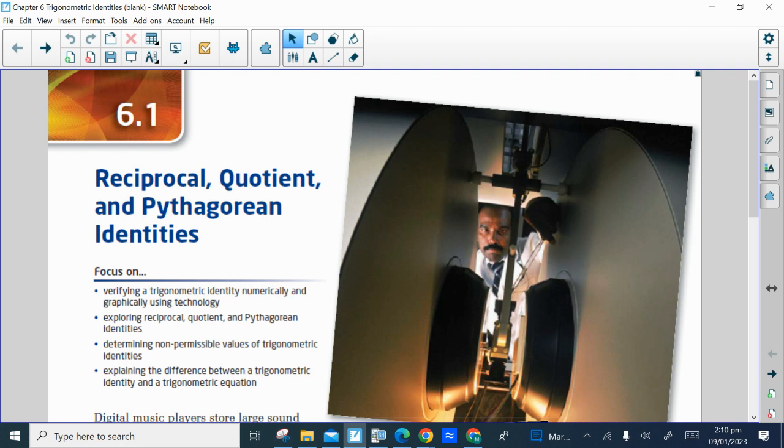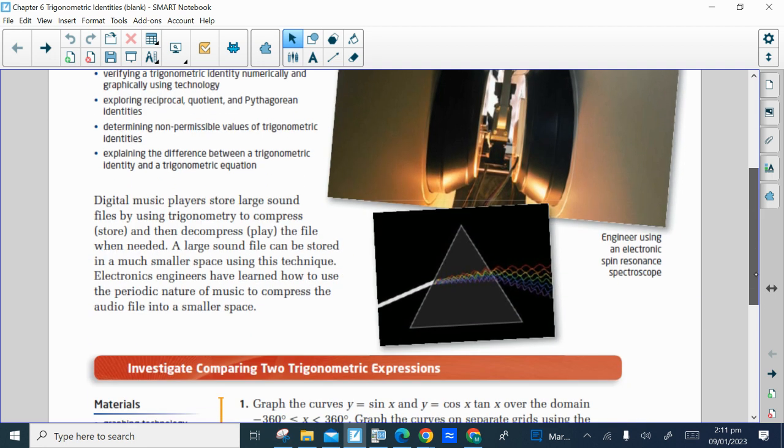Okay. Chapter 6. After this chapter will be our next unit exam, chapters 4, 5, and 6 on trigonometry. This chapter deals mostly with what are known as trigonometric identities. We're going to verify a trig identity numerically and graphically. We'll look at reciprocal, quotient, and Pythagorean identities. We'll look at determining the non-permissible values of trig identities, and then talk about the difference between a trig expression and a trig identity or equation. Okay?